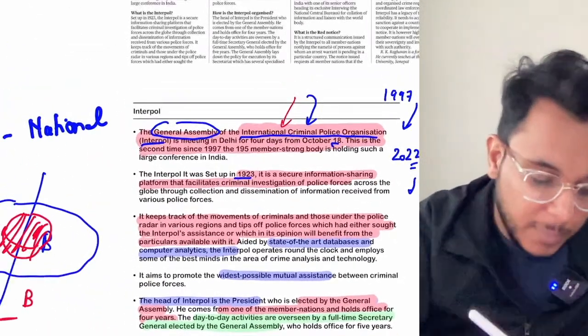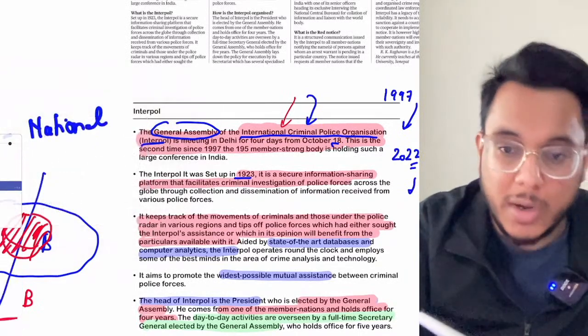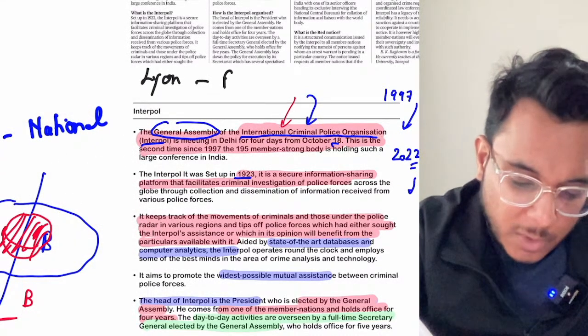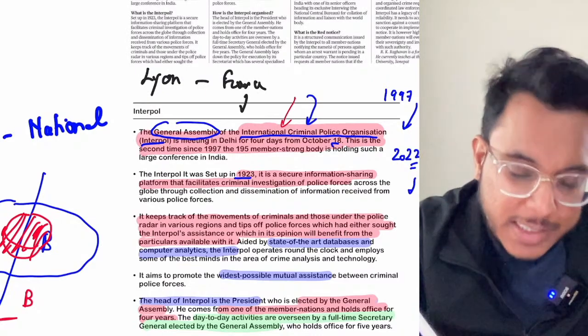The headquarters of Interpol is in France. It is in Lyon, France. Okay, the headquarters is in France. Please keep it in your mind.